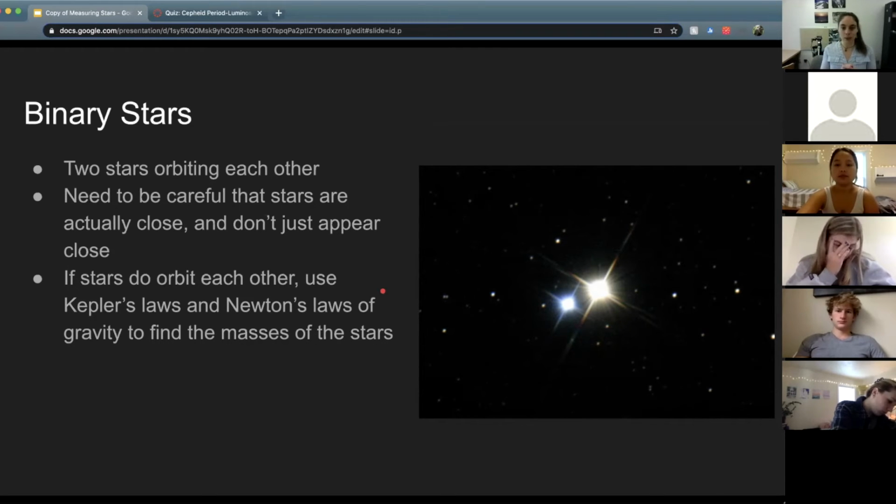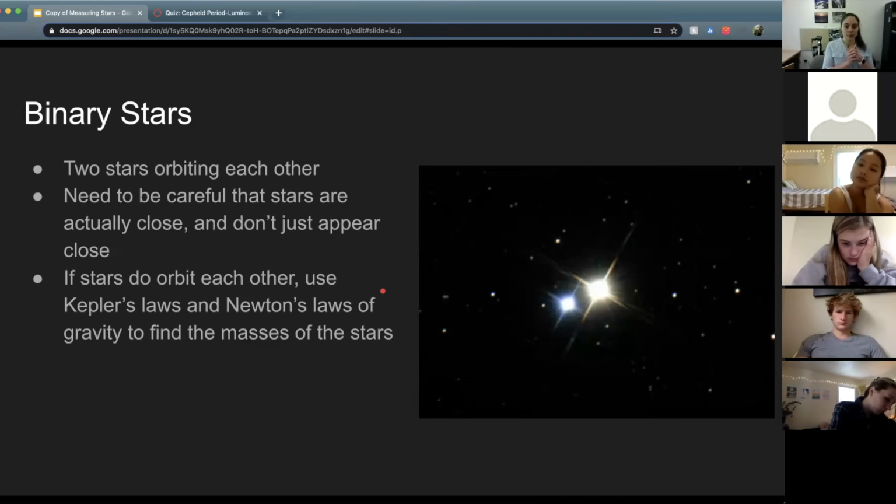Binary stars are super useful because we can use how long it takes for the two stars to orbit around each other to find the mass and the radii of the stars. I said we were going to measure distances, masses, and radii of stars. Binary stars are going to be really useful when we want to measure those masses and radii.